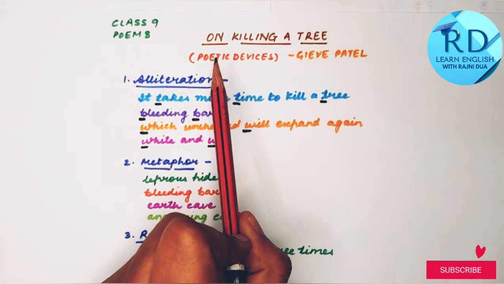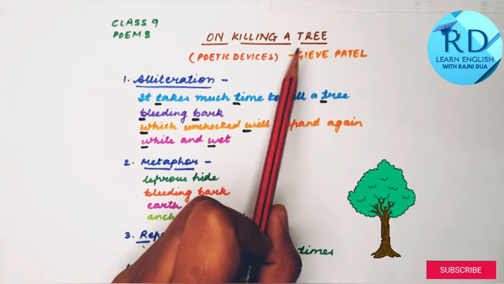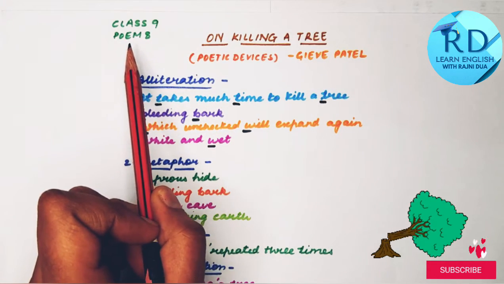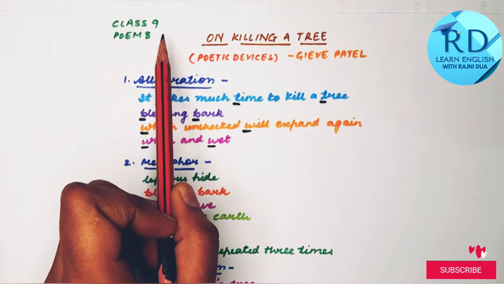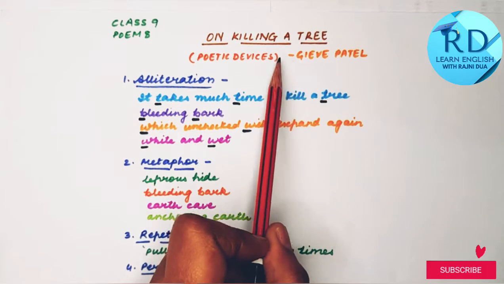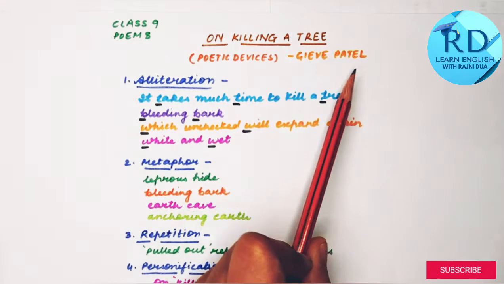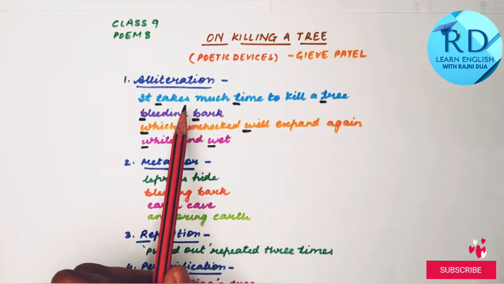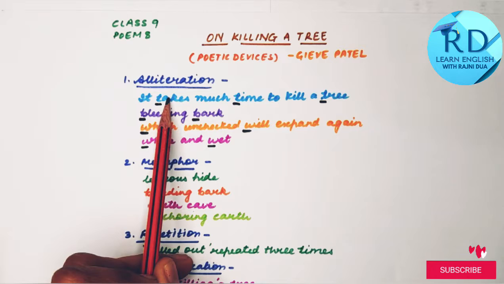Everyone, this is Poetic Devices of On Killing a Tree from poem number 8, class 9, CBSE. This poem is written by Gieve Patel. It has a lot of poetic devices. Let's look at them one by one.